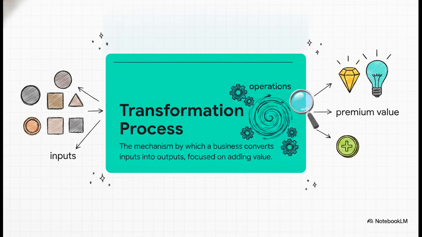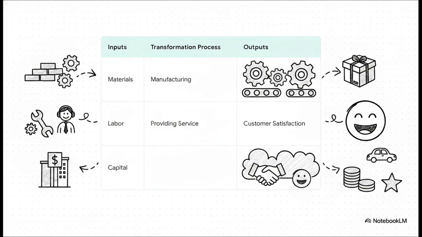It's really that simple. Every single transformation process follows a very strict flow. We always start with inputs, so think materials, labor, and capital. They then go through a transformation process, like manufacturing a product or providing a service, to create outputs. And those outputs are your finished goods and ultimately customer satisfaction. Literally, every operational decision a manager makes is about optimizing this exact sequence to ensure maximum efficiency, minimal waste, and the absolute highest possible quality.